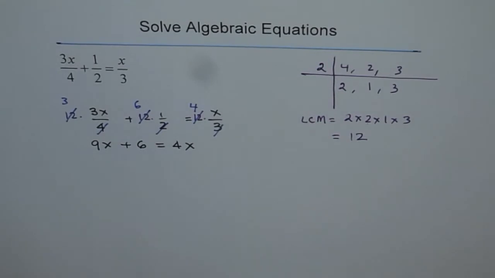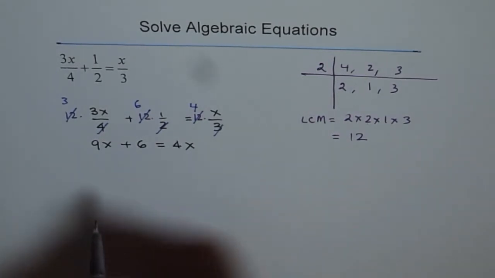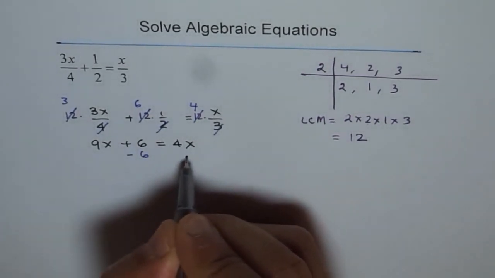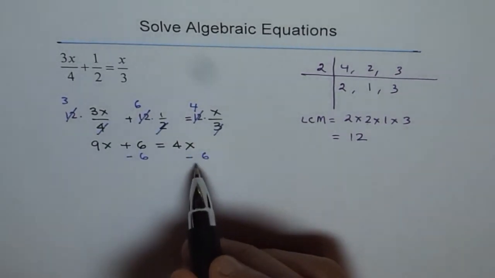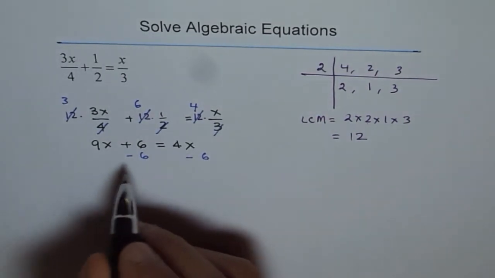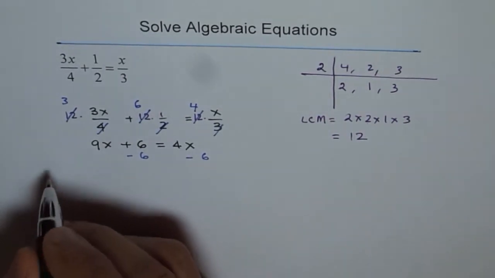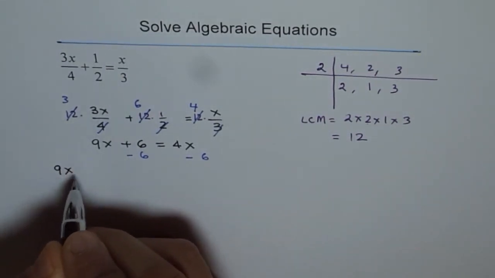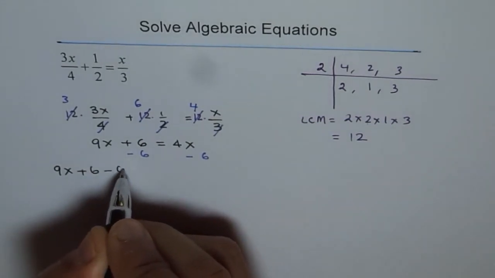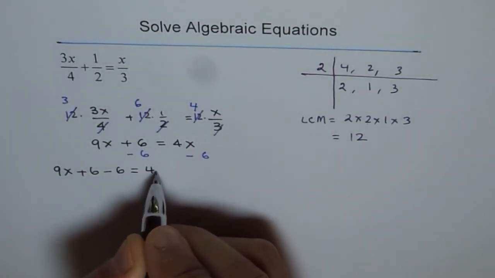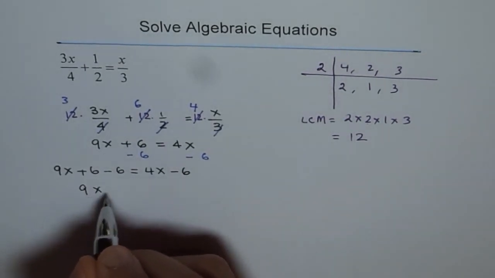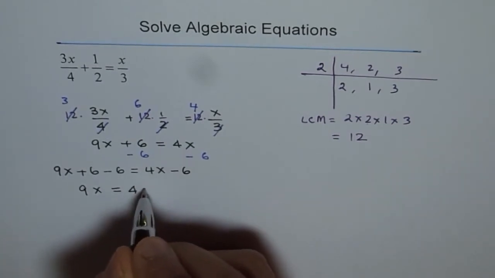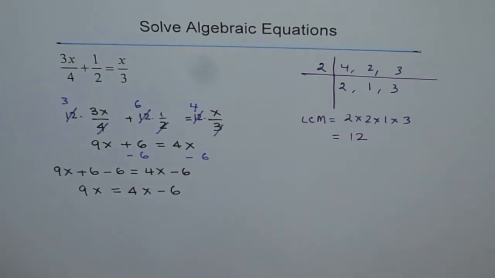So what we don't want here is we don't want 6 here. So we'll do minus 6 on both the sides, right? I'm just showing you this step that is our next step to do. So we'll rewrite this with minus 6 on both sides. So we get 9x plus 6 minus 6 equals 4x minus 6, correct? Now 6 minus 6 is 0, so I can write this as 9x equals 4x minus 6, right?